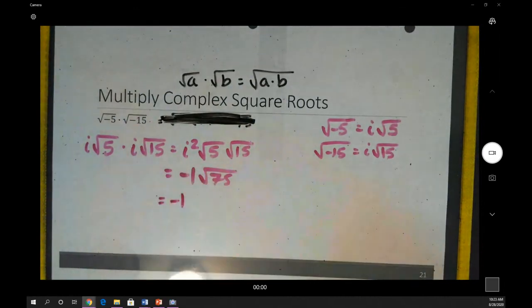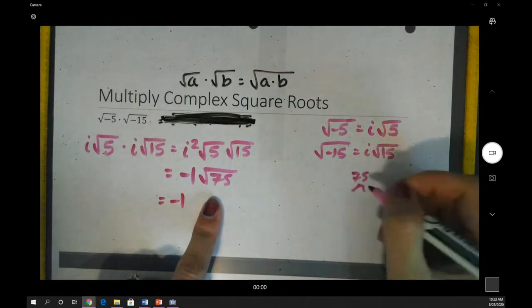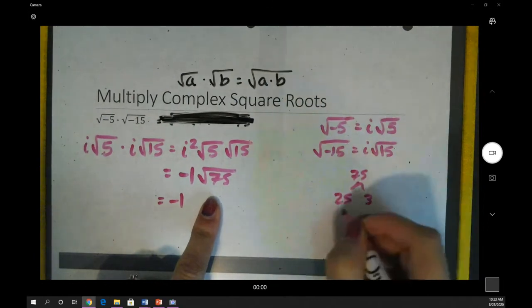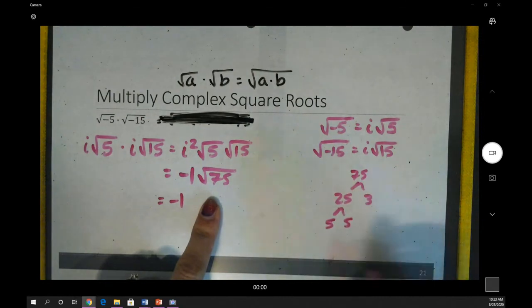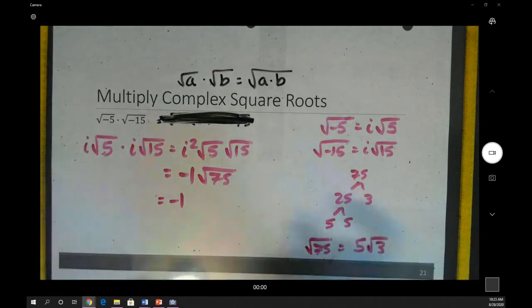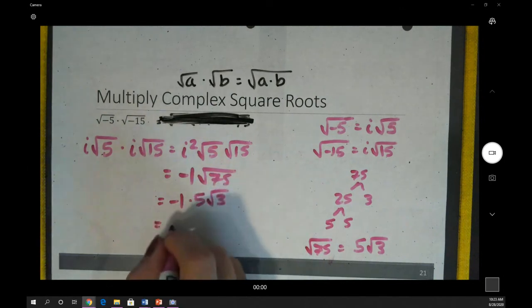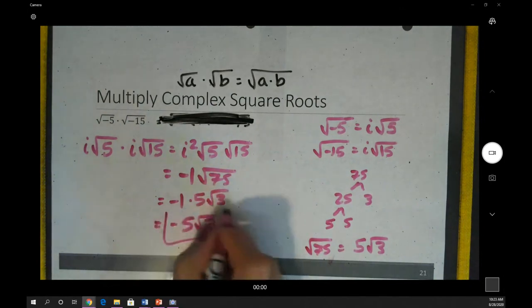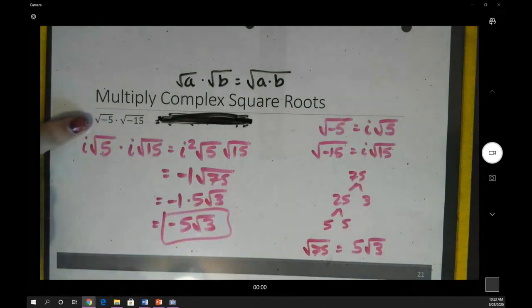So this is going to be negative 1 times. We need to see if we can simplify the square root of 75. Well, 75 is 25 times 3, and 25 is 5 times 5. So the square root of 75 is equal to 5 times the square root of 3. So we have negative 1 times 5 times the square root of 3, which is a negative 5 times the square root of 3. So if you are ever multiplying together complex numbers that are written in square root form, make sure you pull the i's out first. Otherwise, you will get the wrong answer.